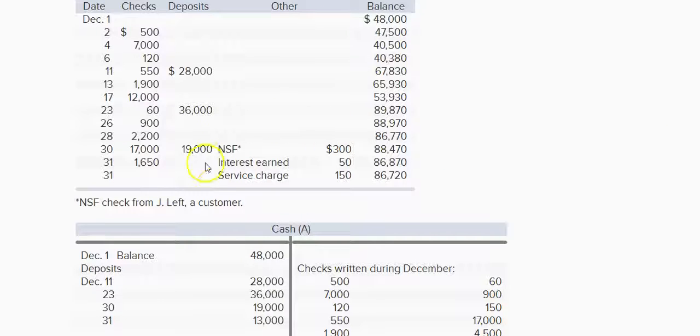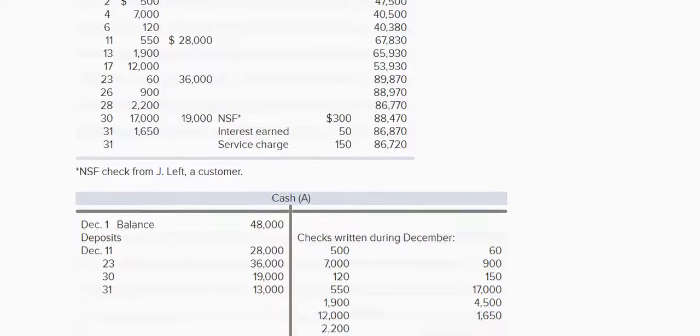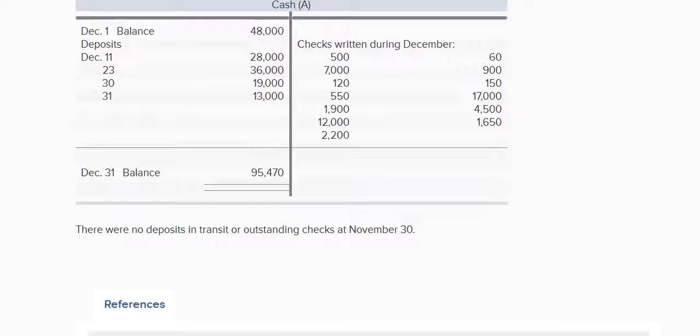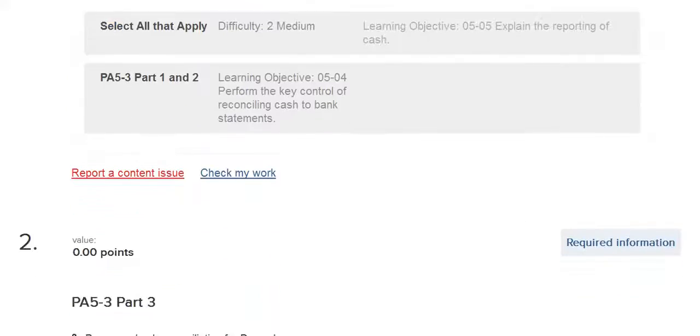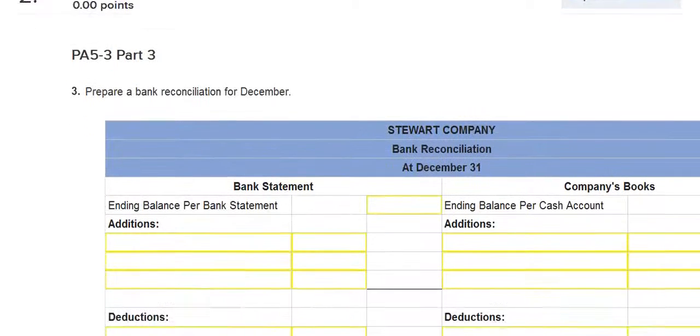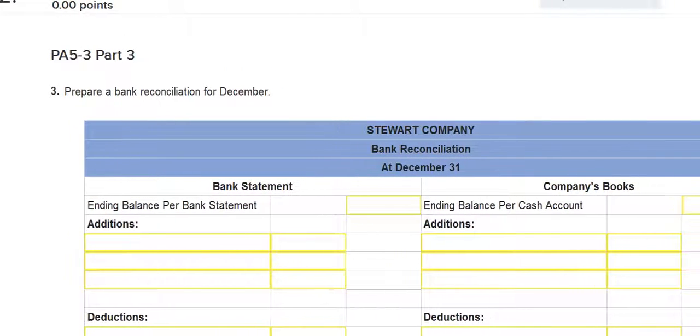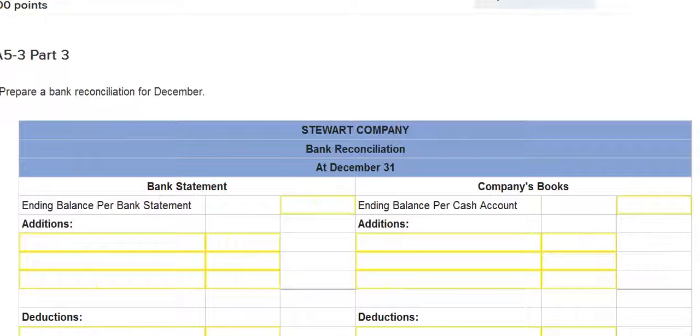There are these things that have not yet been put into our bank account, and there'll be another reason why our cash account does not equal the bank statement ending balance. And so what we're going to do is prepare a reconciliation now. A bank reconciliation is an internal report prepared to verify the accuracy of both the bank statement and the cash accounts of a business or an individual.